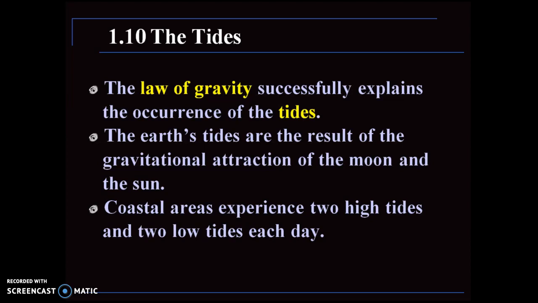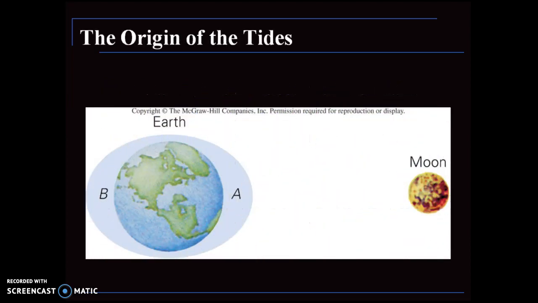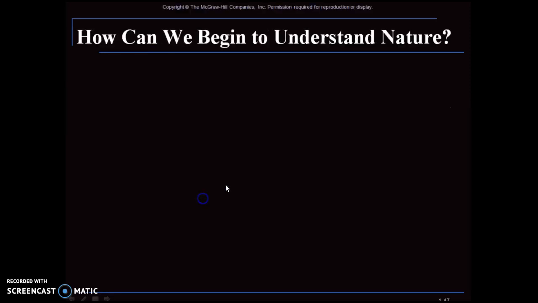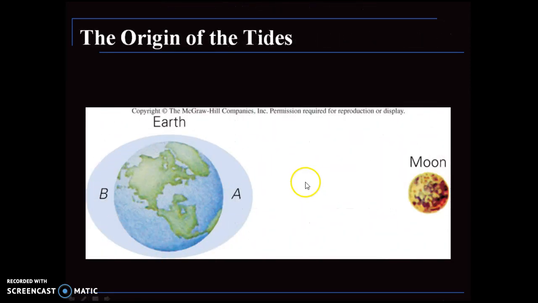Coastal areas experience 2 high tides and 2 low tides each day. You can look at this picture right here. See, we have the Earth right here. It has part A, part B. So let's say the Moon is on this side. Then the place where you have part A will have high tides, because part B is not facing towards the Moon. So there won't be high tides on part B, but part A will have high tides because of the Moon existing on the same side as part A.